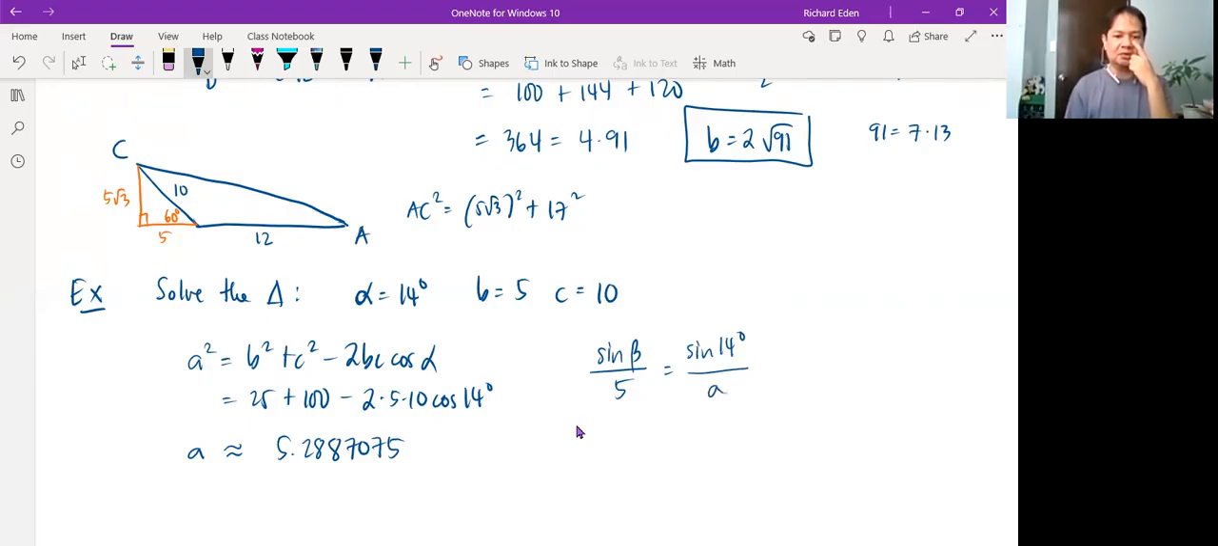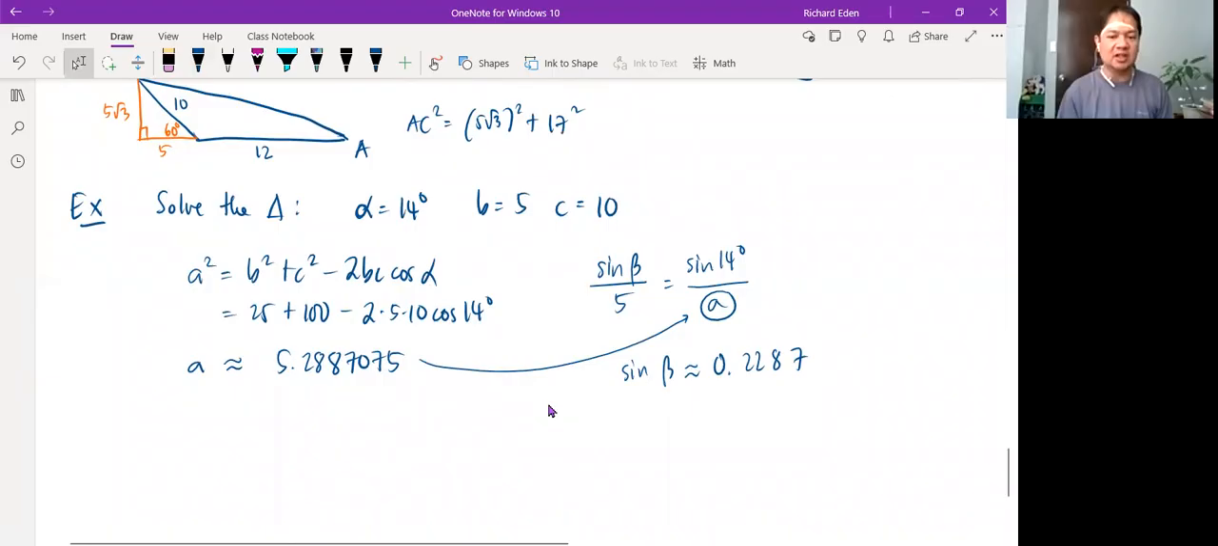So dito papasok ang 5.2887075. And then sine of beta is going to be approximately 0.2287. The thing with sine beta being equal to that is we're going to have to consider two candidates. Beta 1, based on the arc sine of 0.2287, would be approximately 13.22 degrees. The other candidate would be the supplement, which is 166.8 degrees something.